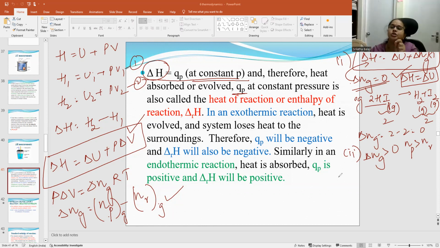So, my question was, will delta H be less than delta U or greater than delta U? Think over. Yeah, good morning, Jerome. So, just you also consider that. So, delta H is equal to delta U plus delta Ng RT. Now, delta Ng being a positive value, will delta H be greater than delta U or less than delta U?